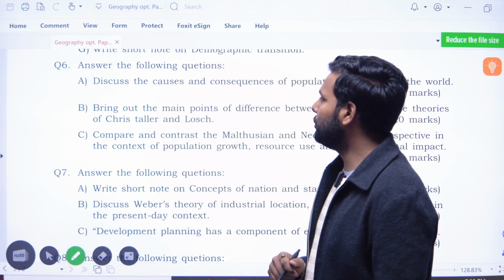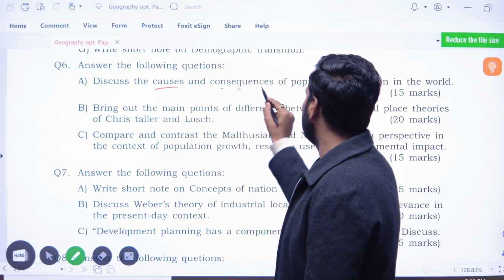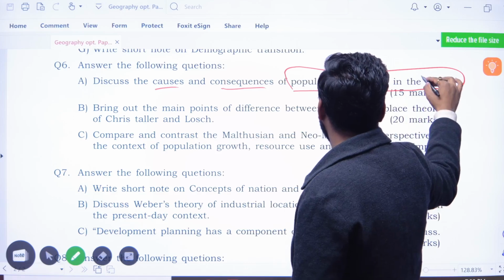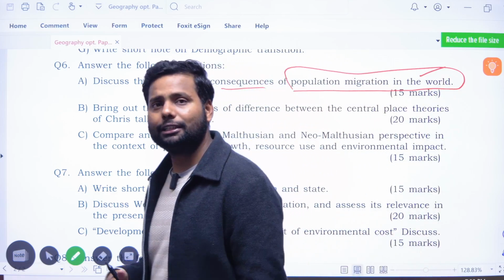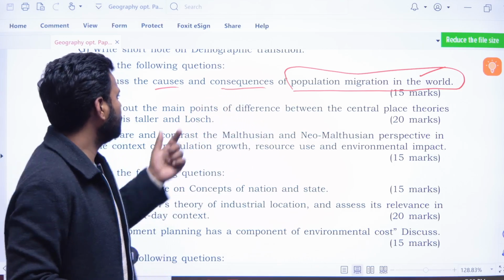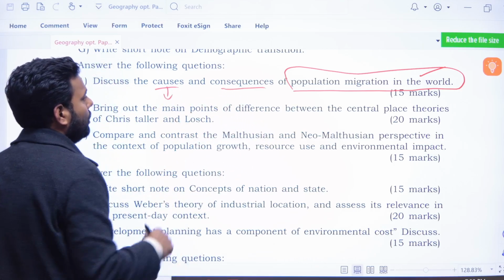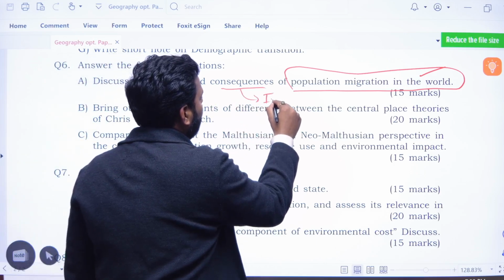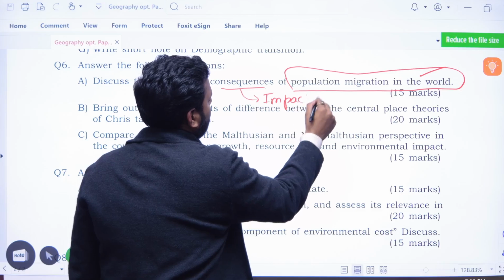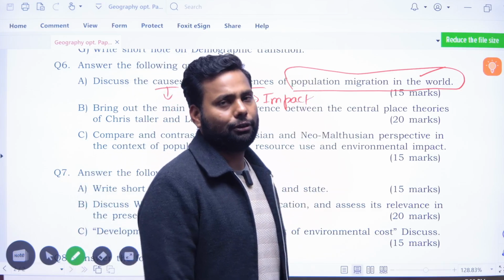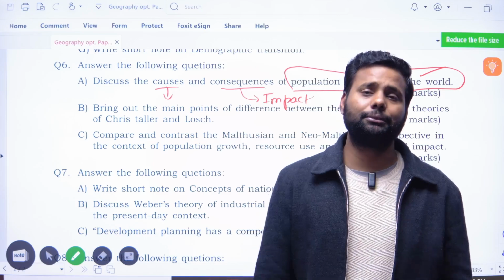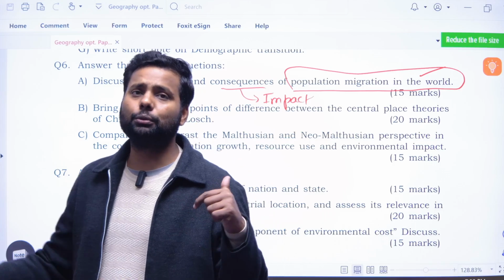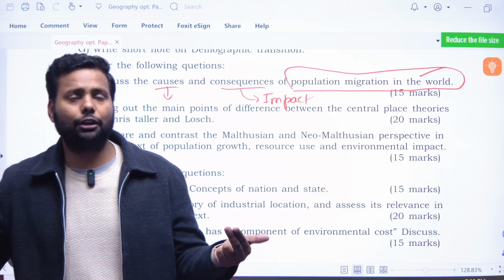Answer the following question. Discuss the causes and consequences of population migration in India and in the world. Firstly, in this question, there is the cause of migration and the consequences, that means the impact of migration. Population migration in the world: we all know that migration is when a group of people or an individual migrates from one region to another region. And there are two types of migration.